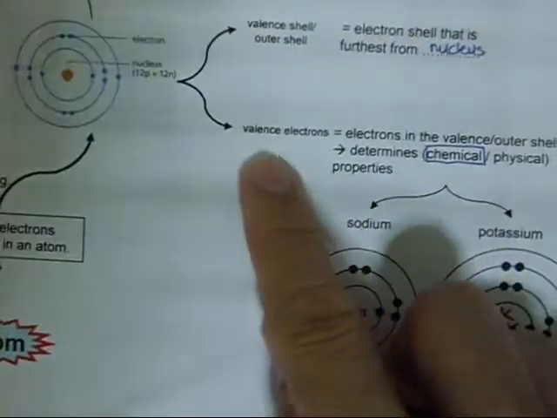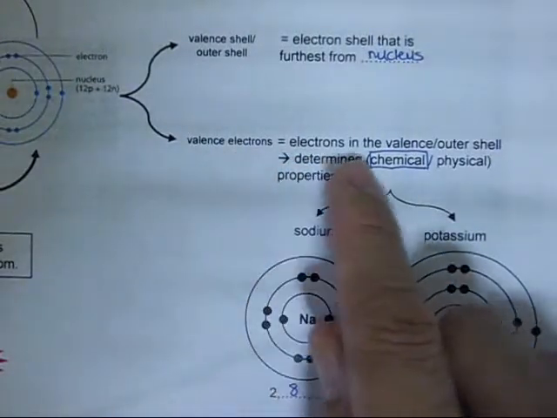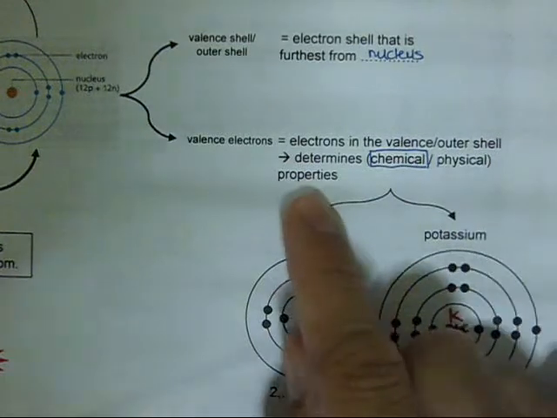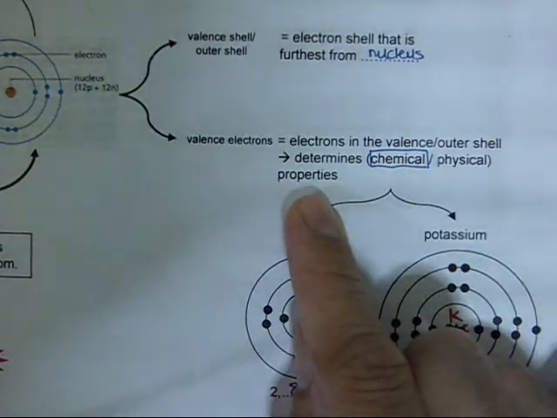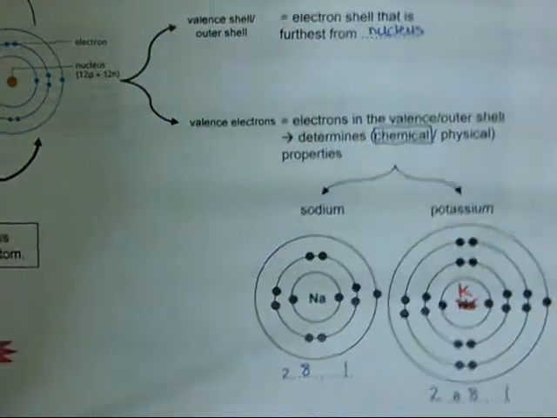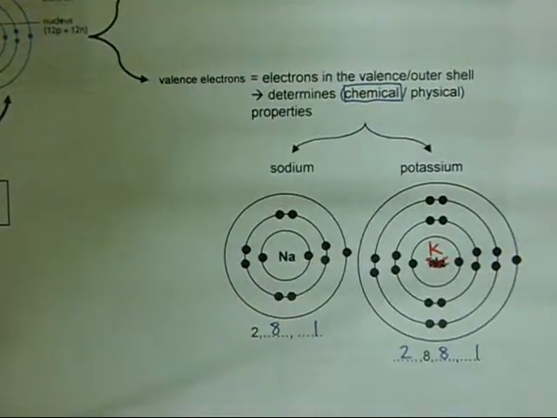See, the valence electron, this part is very important. Valence electrons are the electrons in the valence or the outer shell. It determines the chemical properties. So if two elements have the same number of valence electrons, it means that they have the same chemical properties. For example, sodium and potassium, they are in group 1. So all the elements in group 1 have the same chemical properties. Why? Because they have the same number of valence electrons.